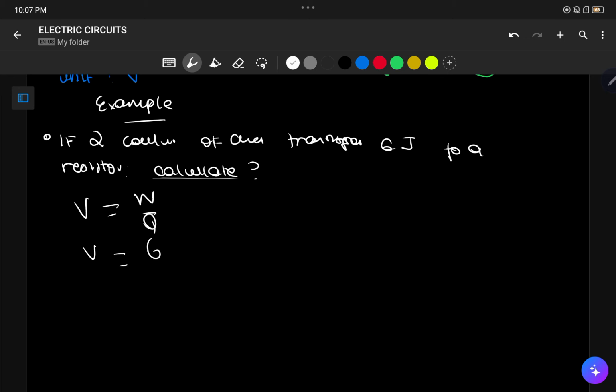V is equal to 6 joules of energy divided by Q, which is 2. Therefore, the potential difference in a specific resistor, which is referred to as the work done per unit charge, is 3 volts. That is the voltage or the potential difference. That is how you use the formula in instances where you're given work done and you're given charge.